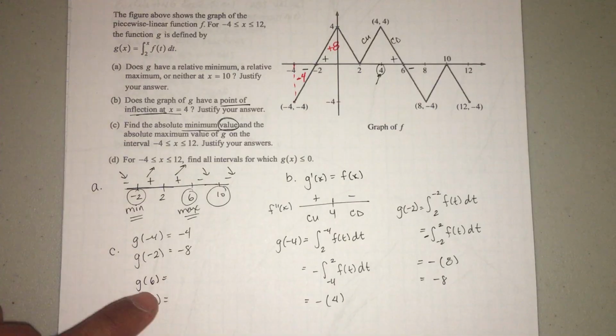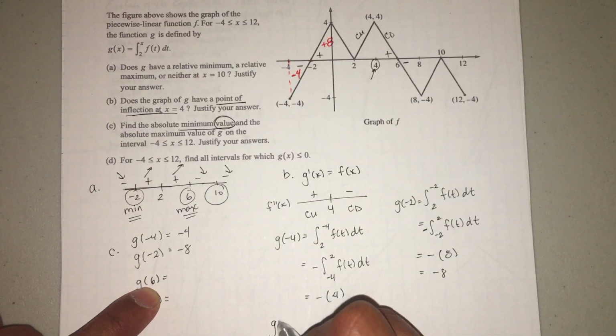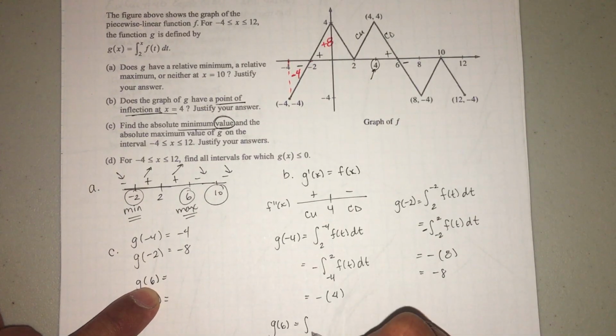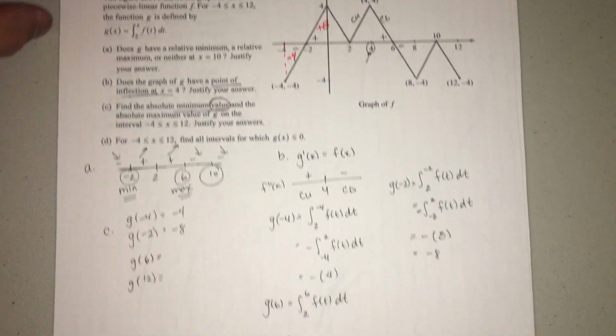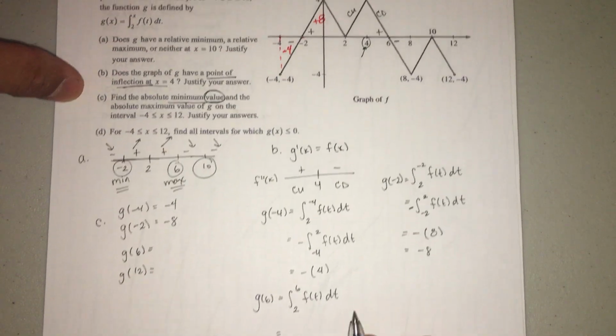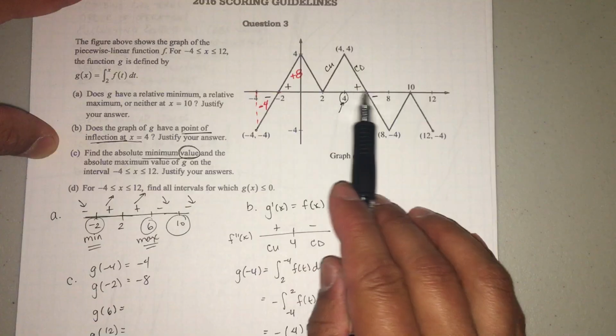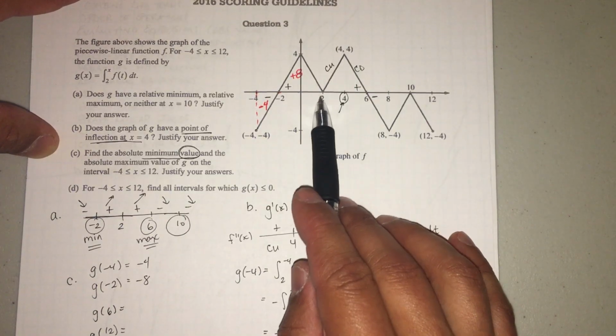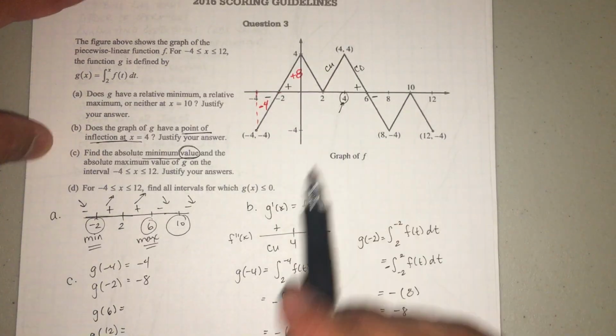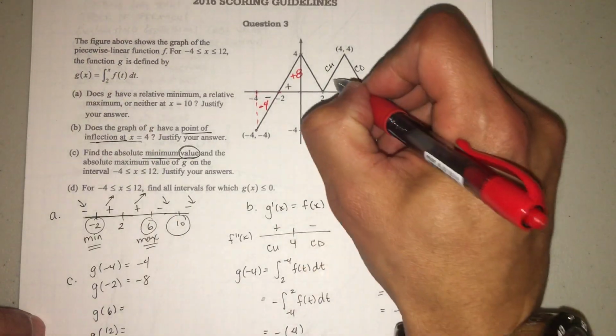Now let's keep going. We have to do g of 6. The integral from 2 to 6 of f of t dt. Now it gets a little bit easier. So from 2 to 6, this distance is 4. This distance is 4. So 4 times 4 is 16. Half of 16 is 8.